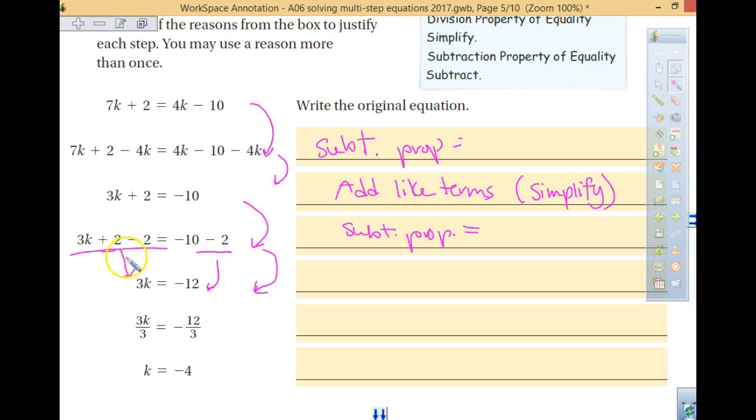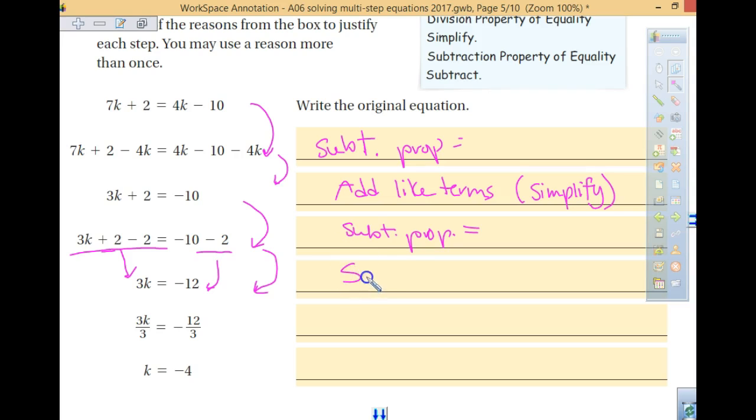What did you do? Because here I have 3k plus 2 minus 2, and now I just have 3k. What did we do? I can't tell you, to be honest. You can't. Abby, you have an idea?